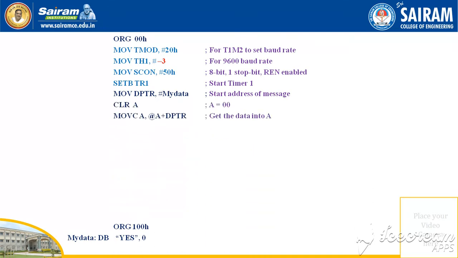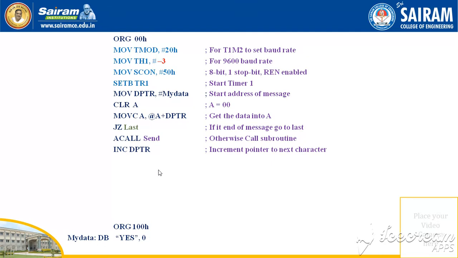Then this is the instruction MOVC. C stands for code memory. MOVC A, @A+DPTR. Get the data into A and check whether it is 0. If it is 0, that is the end of the array. Jump on zero, go to last. If not 0, it may be Y, E or S. Then go to ACALL send.